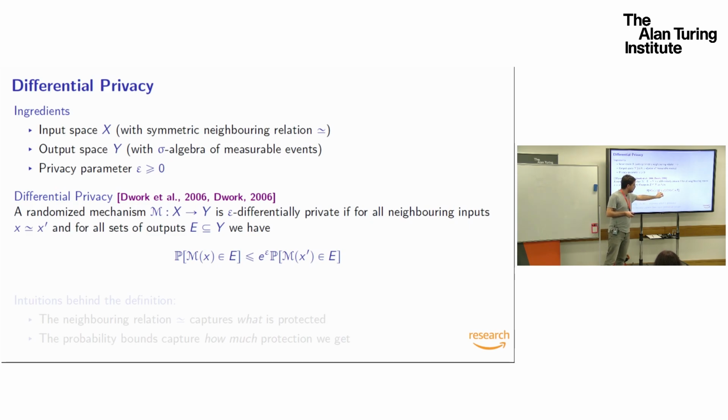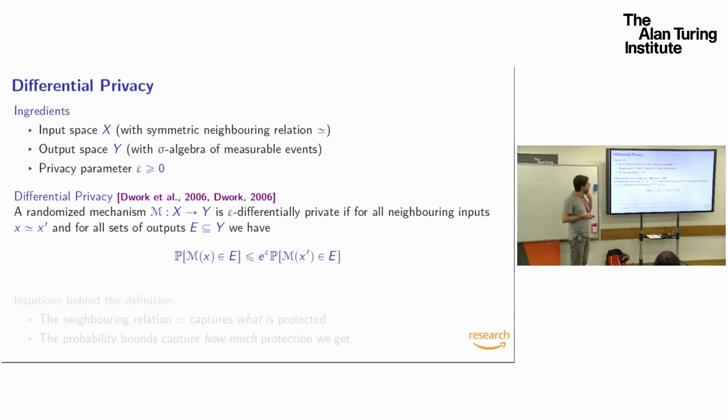So if we had epsilon 0, this would say, well, this probability is less than this one, but because the relation is symmetric, you would say, well, and then this one is less than this one, so they're the same. And with a small epsilon, this allows us for some change in the probabilities, but controlled by this epsilon.